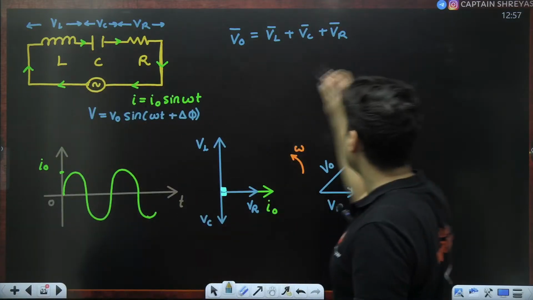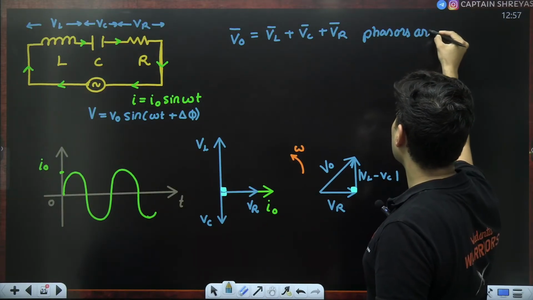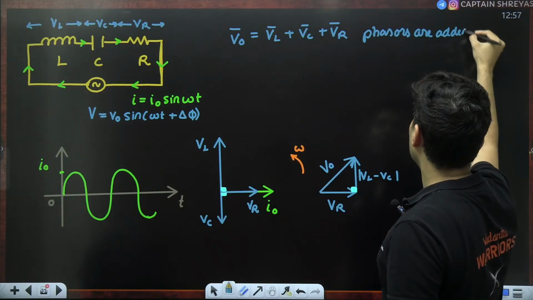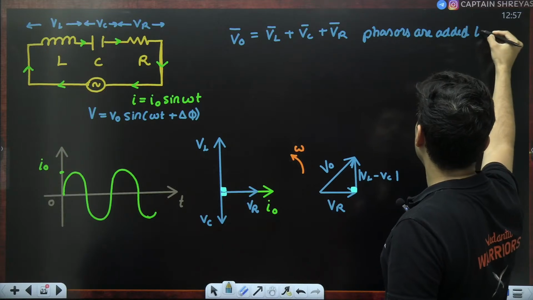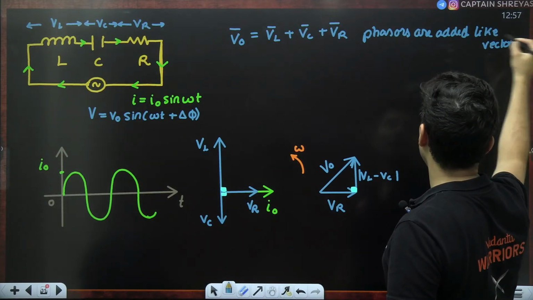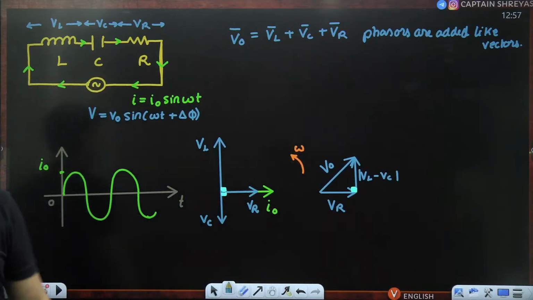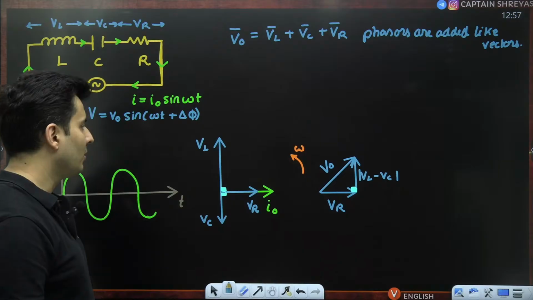So basically phasors are added like vectors. That's the advantage of treating them like phasors. That's the advantage of introducing that particular concept.